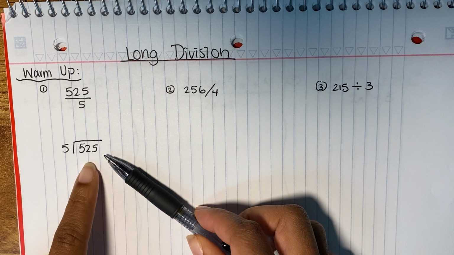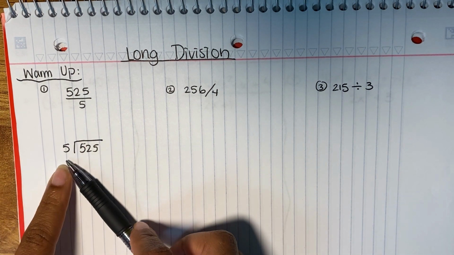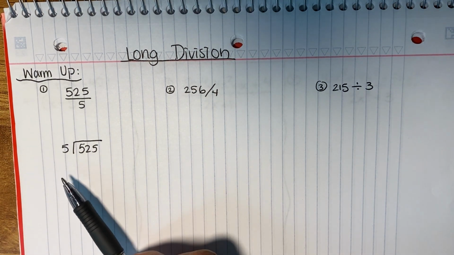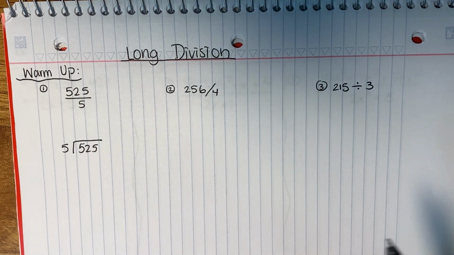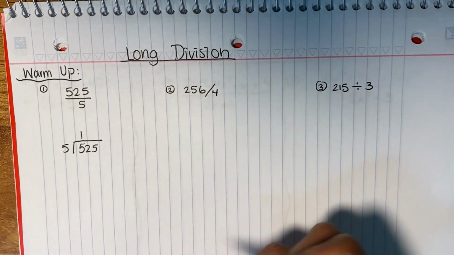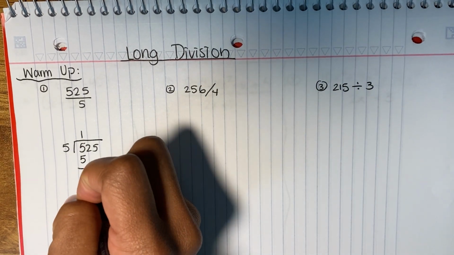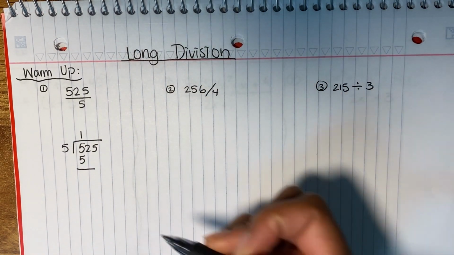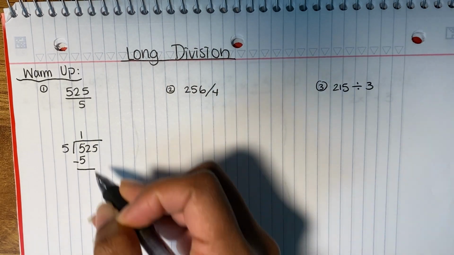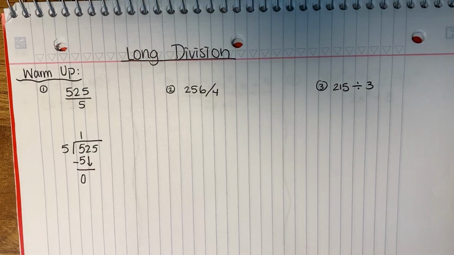I have my dividend and I have my divisor. The question is, what will give you 5, or close to? 1. So 5 times 1 gives me 5. In division, I'm always subtracting. I'm going to subtract the 5 and the 5, and I end up with 0.